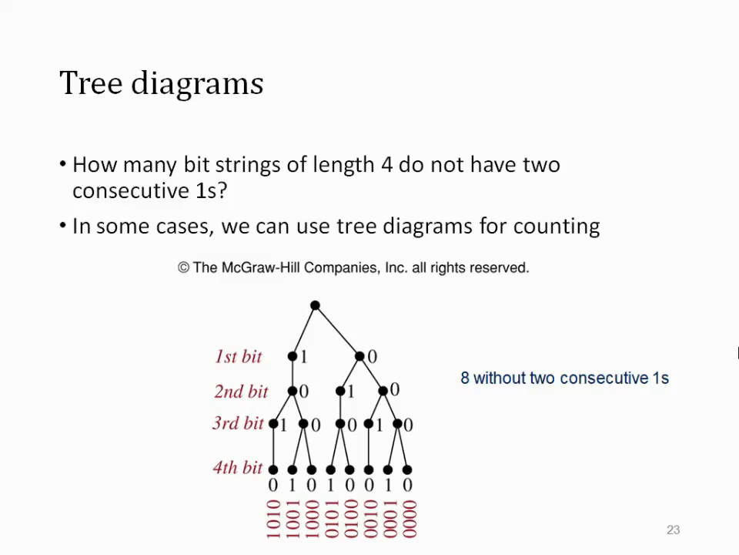How many bit strings of length 4 do not have 2 consecutive ones? In some cases, we can use a tree diagram for counting. The first bit is 1 or 0, then for the second bit, whenever you got 0 then 1 or 0, when you got 1 then 0, and so on. If you make the combinations like that, there are 8 strings without two consecutive ones. So diagrammatically you can see it, or we can also use a direct formula.